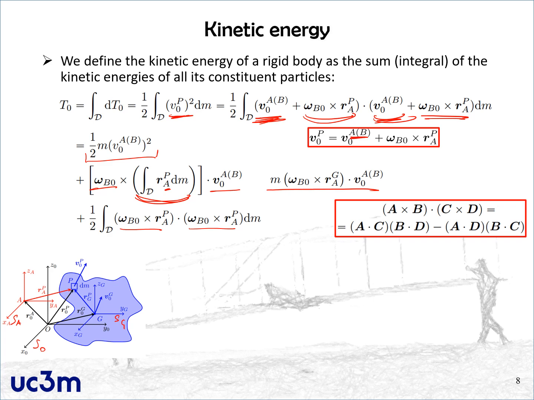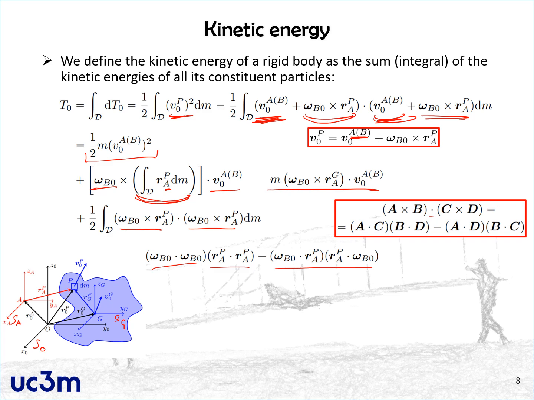One possibility is to use this vector expression where we have 2 cross products and then a dot product in the middle. You can expand this in this way to obtain the following result. All right, so you have the dot product of omega with itself, the dot product of RPA with itself, and then this other term over here.